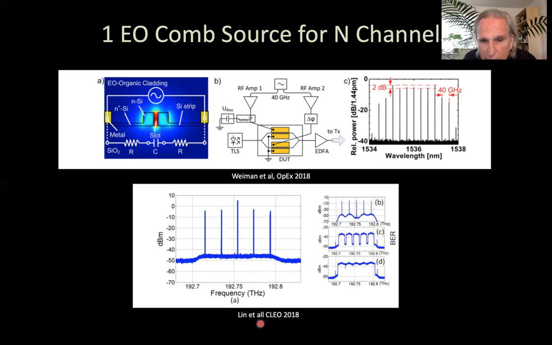So this was Lin et al. at CLEO. This was an OPEX article. This was at CLEO. So this is the output. This one here was using a polymer modulator. This one here used only a silicon photonic modulator. And again, the one that got 4 channels.